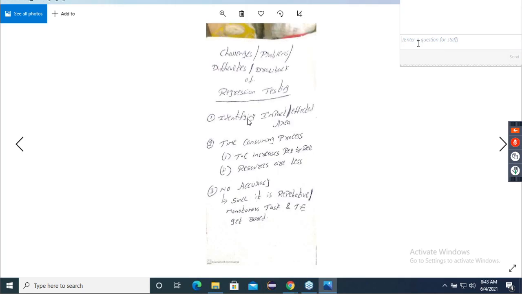Correct. Identifying the impact area was the first basic challenge. Next comes time consuming, and no accuracy. Three challenges are there, but the first thing is to identify the impact area. Now, guys, I will teach you a solution for this. I am going to handle them one by one. Remember, I will not solve all three at a time. First, I will teach you how to identify the impact area, the affected area. After this, we'll go for the second and third challenge. Let me open the diagram. Give me one minute.